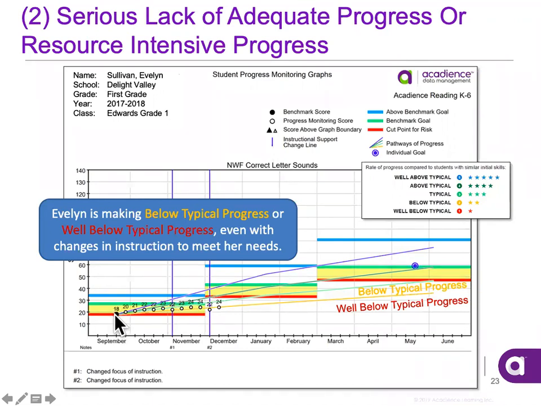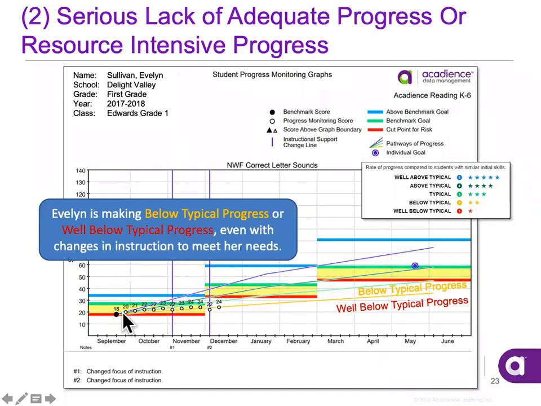And you can see that Evelyn scored in the well below benchmark range at the beginning of the year, meaning that her odds of being a reader at the end of first grade are about 10 to 20%. If we get her to the end of year benchmark goal, her odds go to about 80 to 90%. So that's a meaningful amount of change that we would like to realize with our first grade instruction.